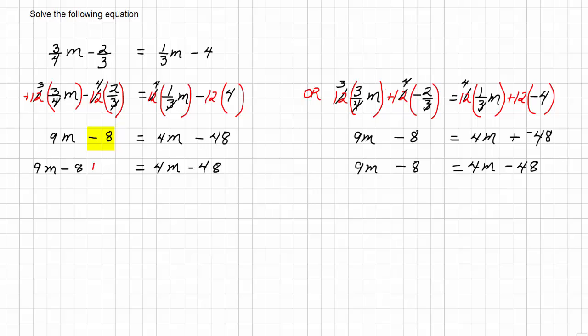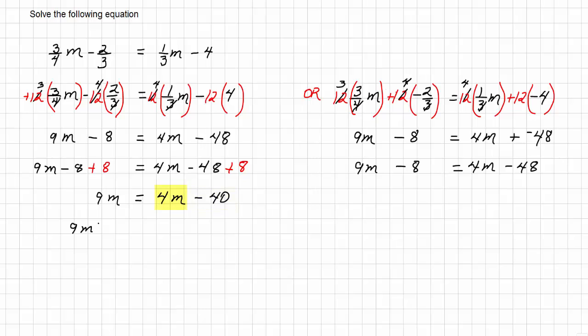So we get 9m minus 8 plus 8 equals 4m minus 48 plus 8. On the left side, the 9m minus 8 plus 8 is 9m, and on the right side, 4m, you remember, minus 48 plus 8 is minus 40, not minus 56.